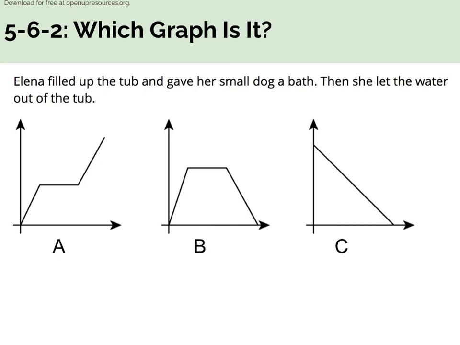But that's not the story of Elena. She filled it up, so again, the height of the water is the y, time is the x. She fills it up, washes the dog, and then lets out the water. So Elena's would actually be graph B. Keep this in mind. This is what we're going to be talking about today. We're going to be graphing it, understanding graphs as far as stories and different things.